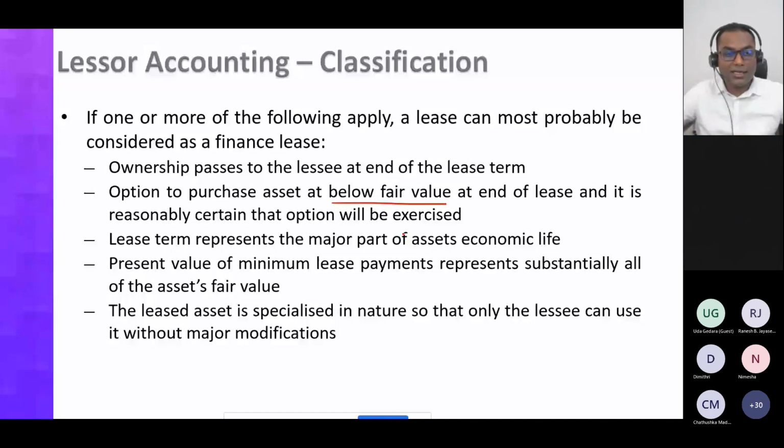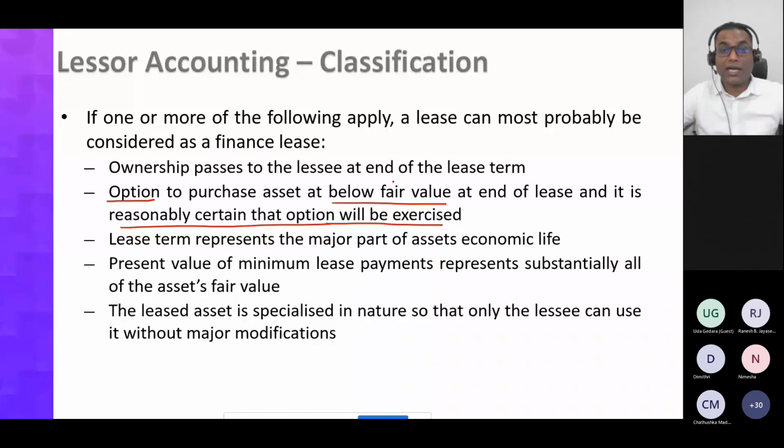the lease, and it is reasonably certain that the option will be exercised. So if I change my earlier example, it's a lease for a 5 year period. At the end of the 5 year period, the asset is not automatically transferred to the lessee, but lessee has an option to purchase the asset at a price which is less than the fair value, at a nominal value. As it is less than the fair value, it is reasonably certain that lessee will exercise the option. Yet again, it's a finance lease.